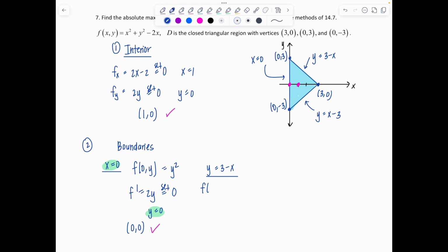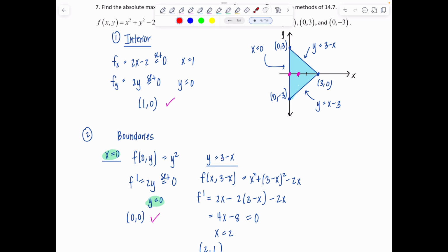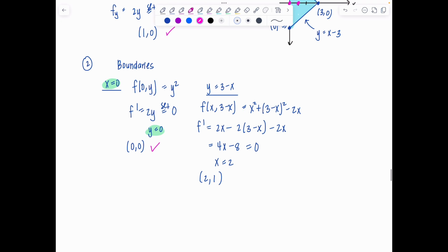Okay, next we're going to check on y equals 3 minus x. So same thing, f of x, 3 minus x. It's x squared plus 3 minus x squared minus 2x. You can multiply it out or just do the chain rule. So 2x minus 2 times 3 minus x minus 2x, which gives us 4x minus 8. Set that to 0. I get x is 2. Put that in the boundary equation. y has to be 1. And is that in an appropriate place on our region or on the boundary line? So 3 minus x, 2, 1 is right here. Oh, perfect. Okay, you get to stay too.